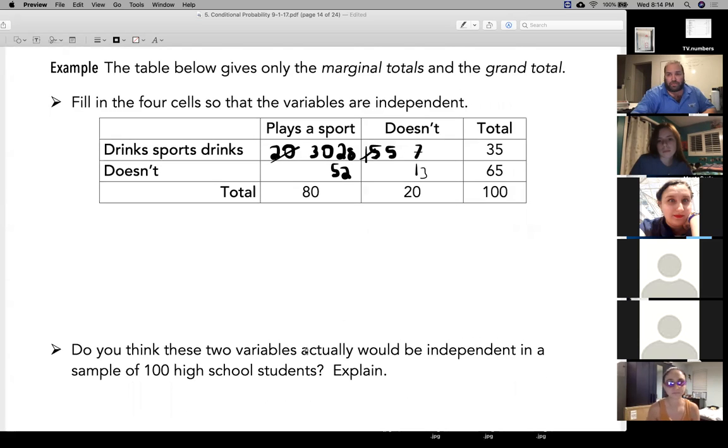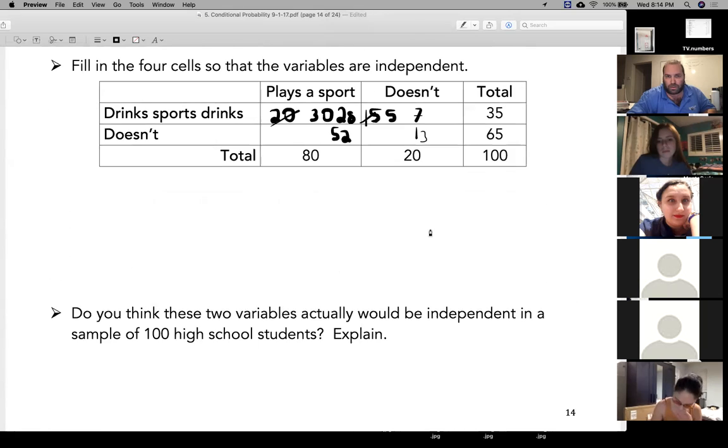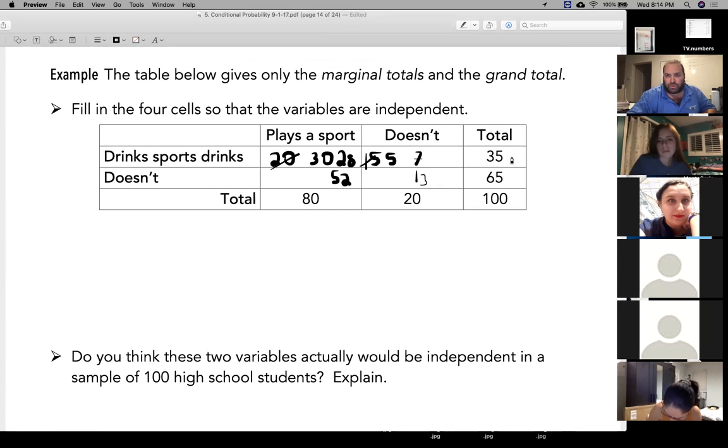Now, do you think... I'm really confused. About which part? About how you got 0.35. What's 35 over 100? Oh, okay. And so then you just multiplied that by the total? Multiply that by 80, that gives you 28, so this 30 was wrong. And multiply it by 20, that gives you 7, although you didn't need to, because once this is 28, they have to add to 35. And then once this is 7, this has to be 13, and it has to be 52, and the rest of it comes along.